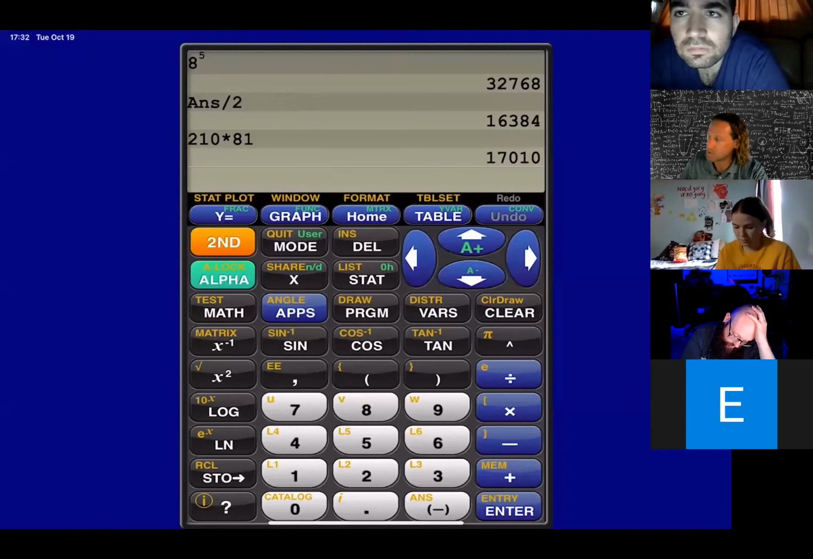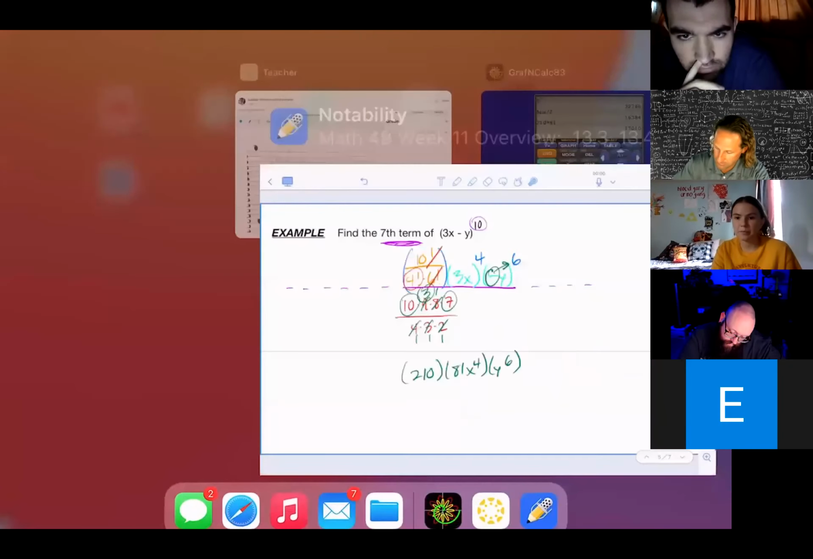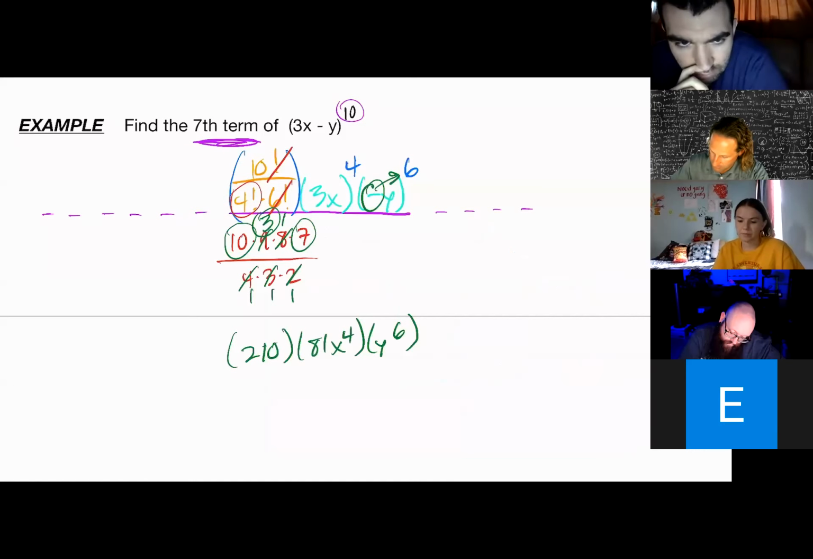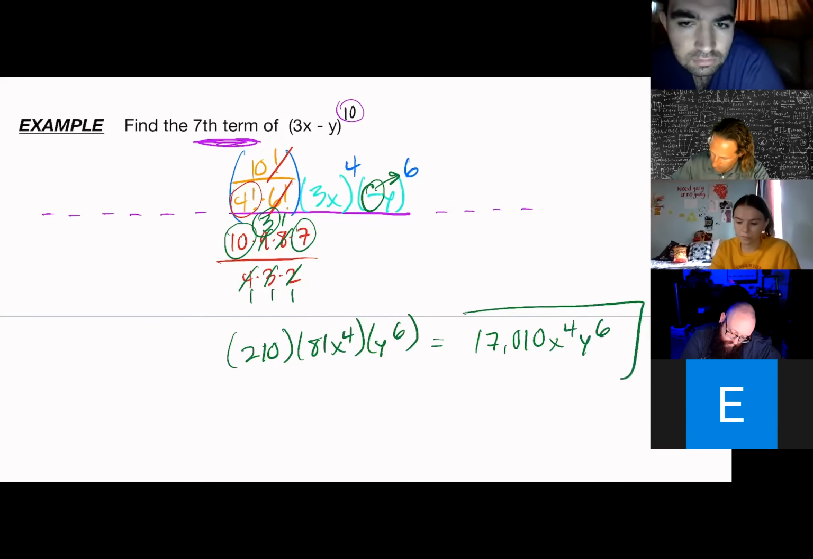And 81 times 210, you can see 17,010. That, my friends, is what the 7th term is.